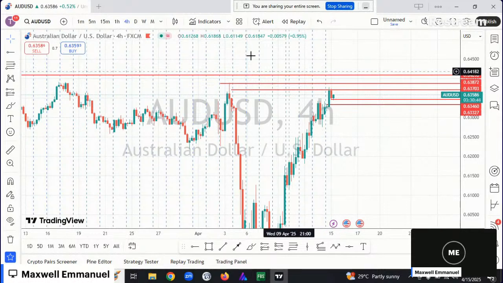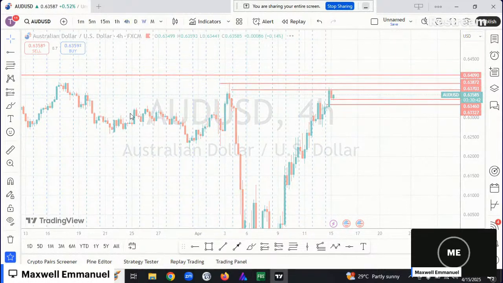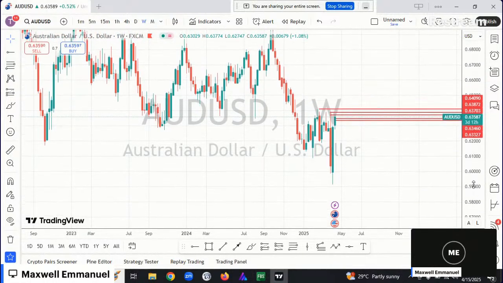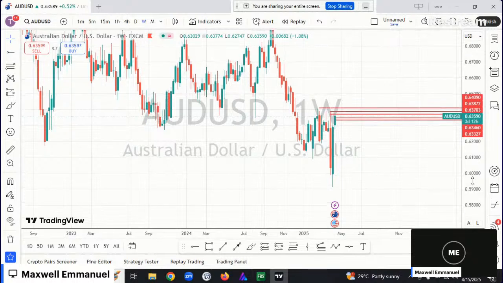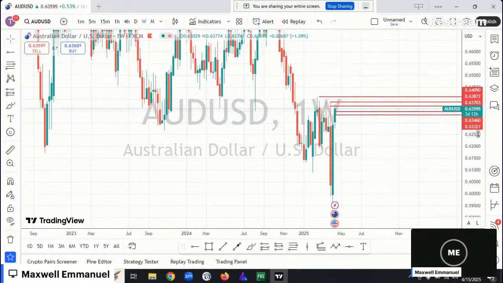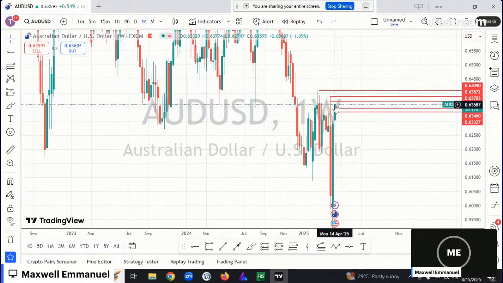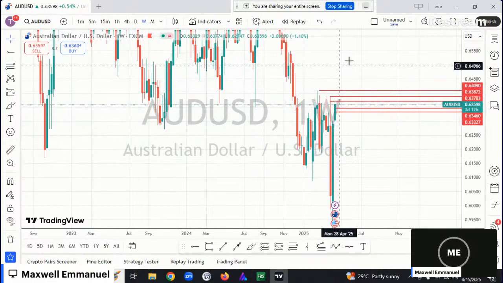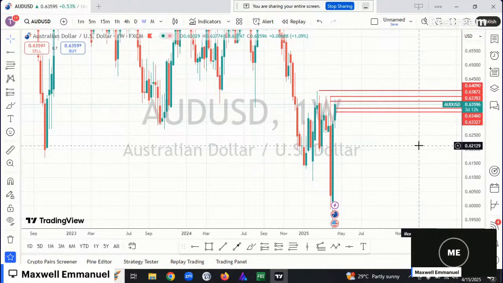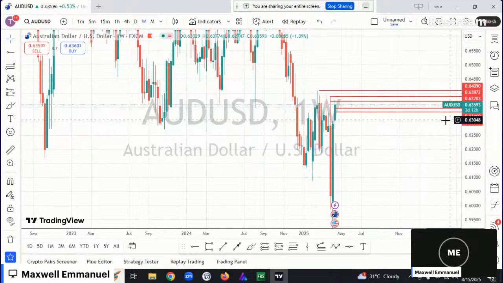Okay, let's see weekly. I'm sure Australian dollar USD is aiming for the high of last week. You can see all these highs. Australian dollar USD is going to take out all these highs. Hopefully this week it will clear all the highs. So that's my take on Australian dollar USD.